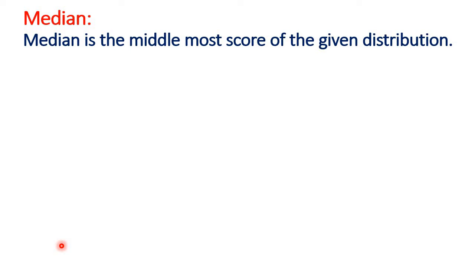Students, we are discussing statistics chapter number 13. In today's class, let us discuss what is the median of the given class interval. Median is the middlemost score of the given distribution. It's called median.